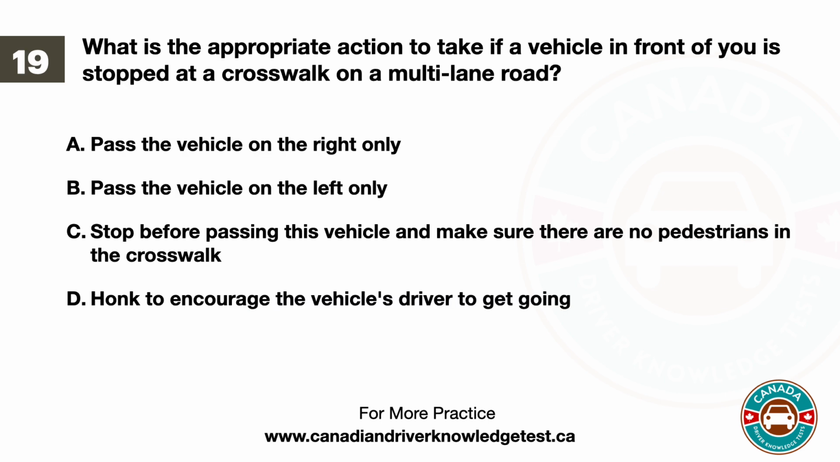Question 19. What is the appropriate action to take if a vehicle in front of you is stopped at a crosswalk on a multi-lane road? A. Pass the vehicle on the right only. B. Pass the vehicle on the left only. C. Stop before passing this vehicle and make sure there are no pedestrians in the crosswalk. D. A honk to encourage the vehicle's driver to get going. The answer is C. Stop before passing this vehicle and make sure there are no pedestrians in the crosswalk.